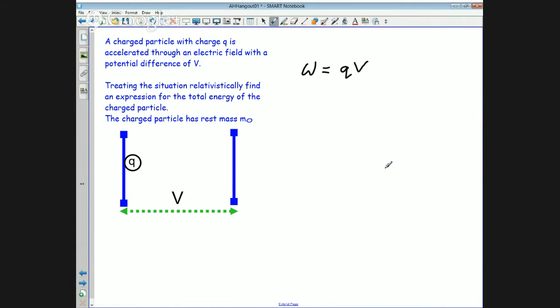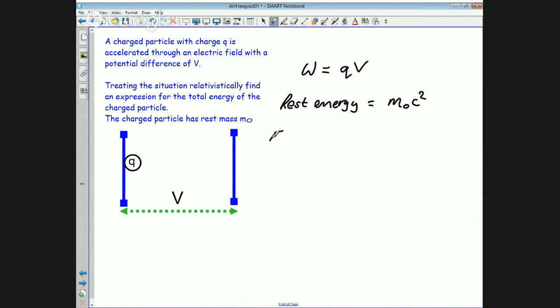But it's the second part which moves us into Advanced Higher. It says, treating the situation relativistically, and that's the clue, find an expression for the total energy of the charged particle. And the charged particle has rest mass m0. Well, we know then that the particle, first of all, has a rest energy, and the rest energy of the particle is simply given by the following expression. The rest energy is equal to the rest mass times c squared.